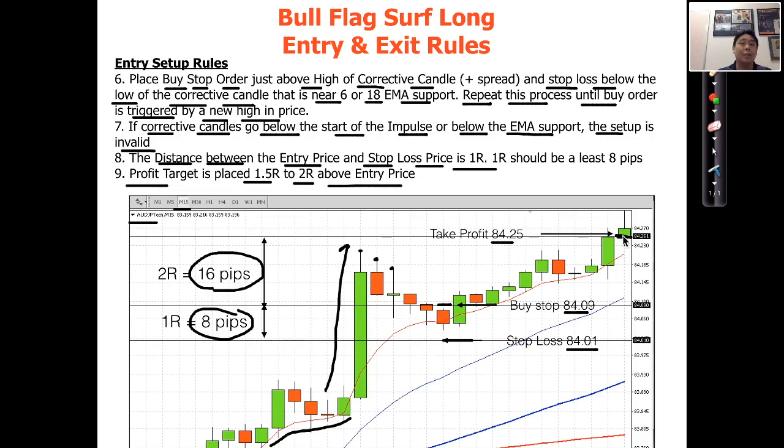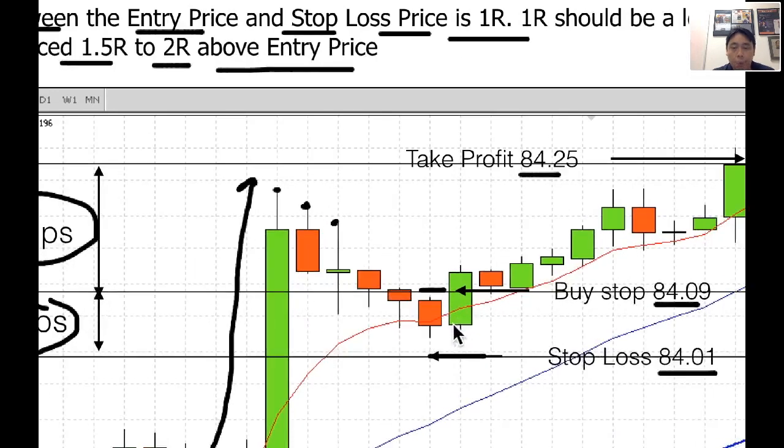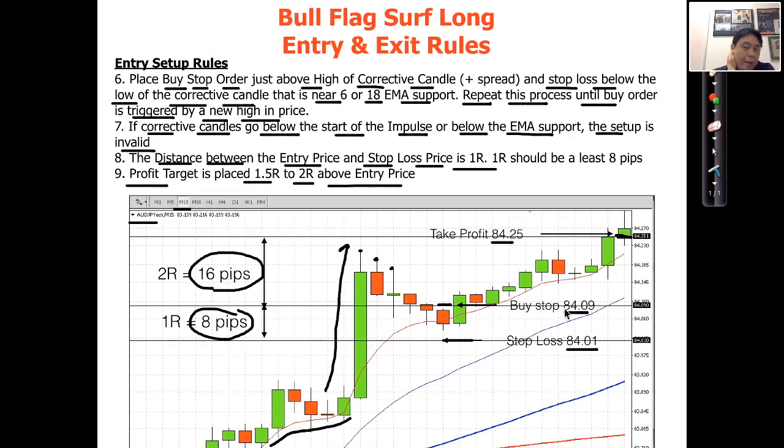So again, once I place my order, I place 3 orders: my entry price, my stop loss, and my profit target. So sure enough, the next candle opens here, goes up, and triggers my buy order. So I'm in the trade at 84.09, right? And 9 candles later, it hits my profit target.